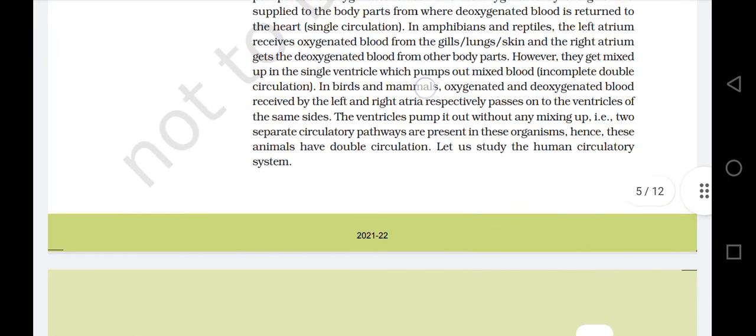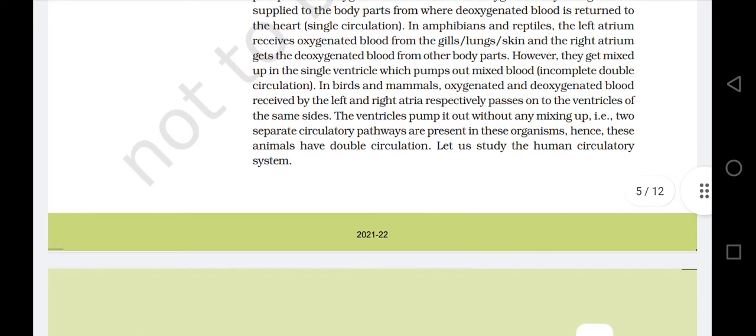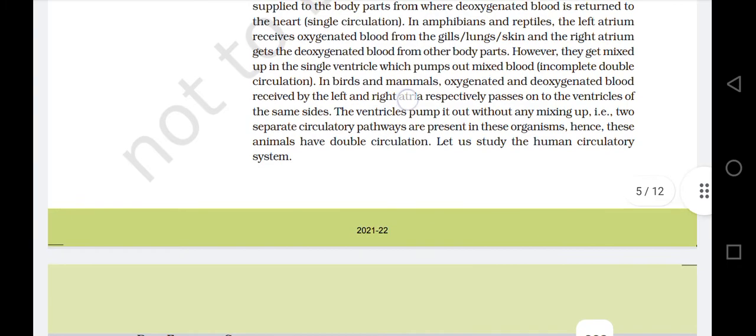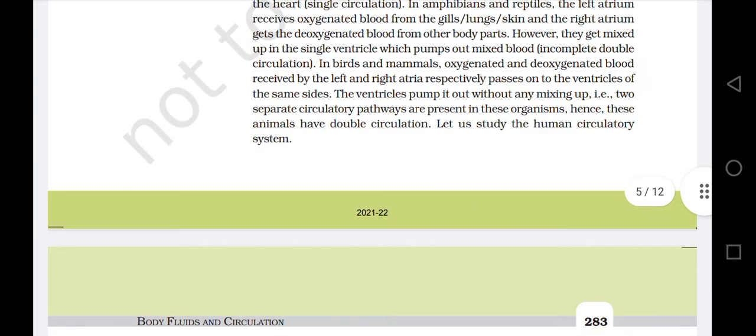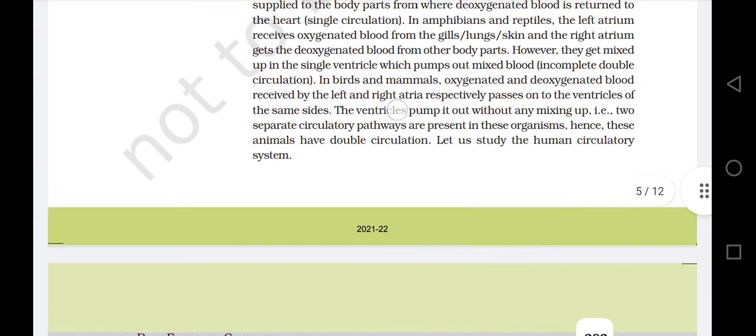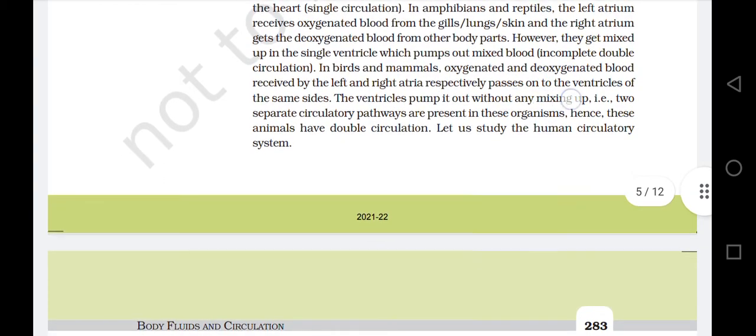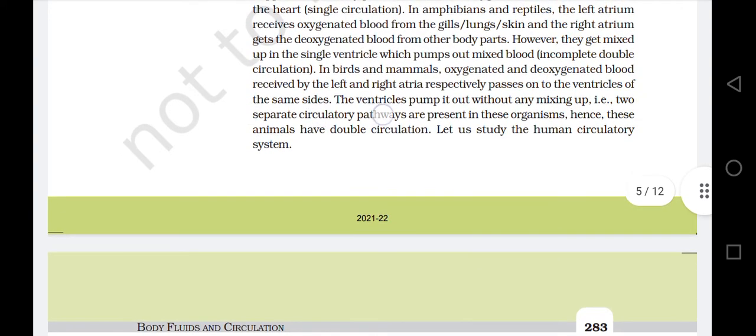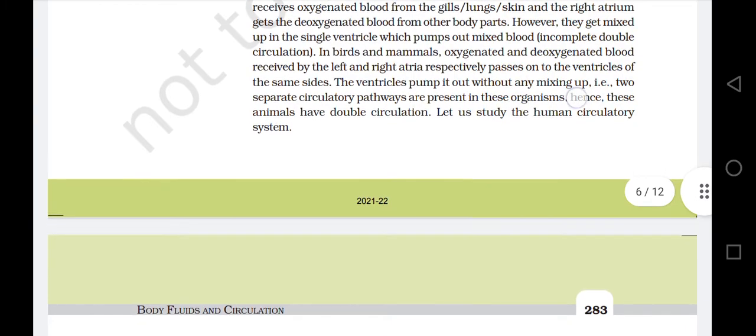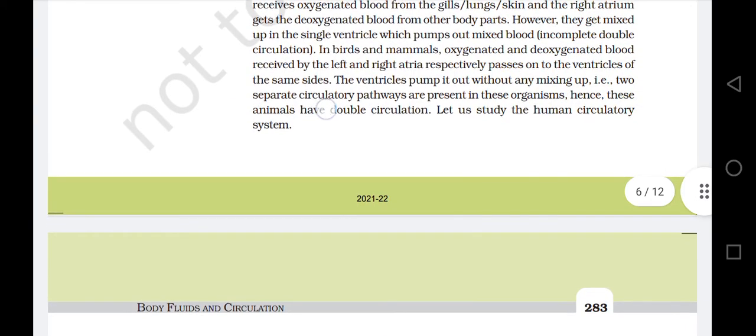In birds and mammals, oxygenated and deoxygenated blood received by the left and right atria respectively passes on to the ventricles of the same side. The ventricles pump it out without any mixing up. That is, two separate circulatory pathways are present in these organisms; hence, these animals have double circulation.